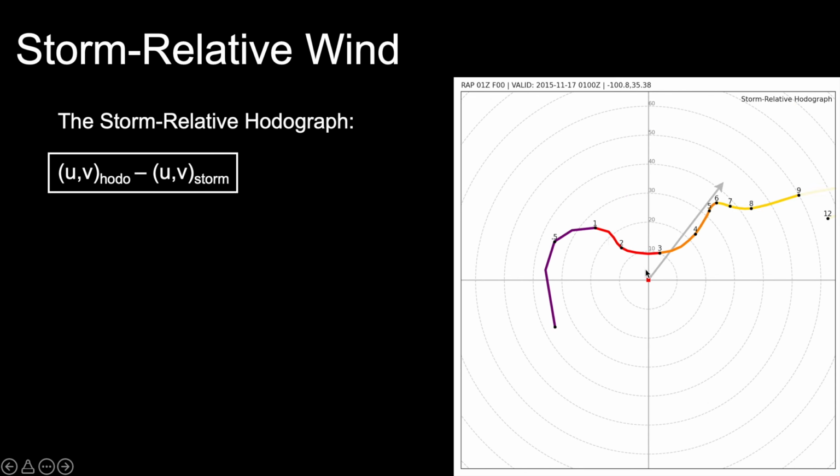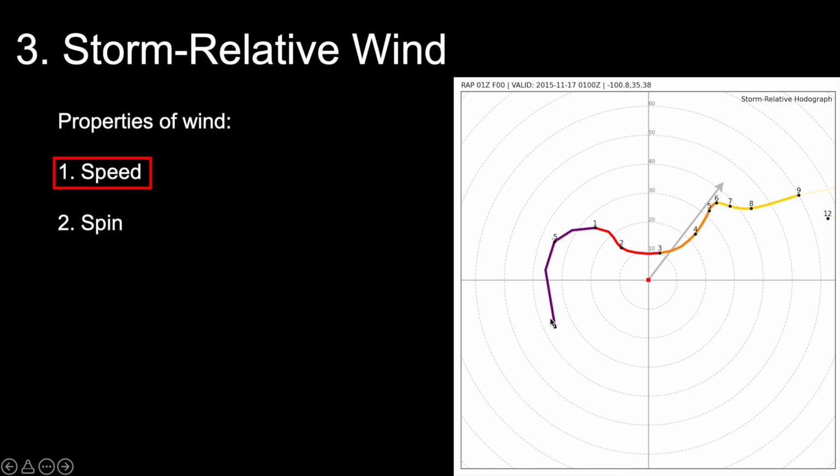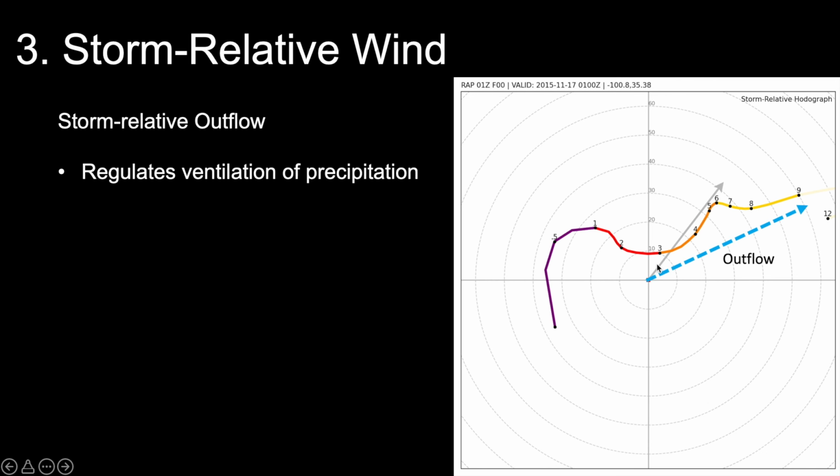And what's really cool about this is now we can actually see exactly what the storm is feeling. The storm is feeling 35 knots of storm relative inflow here, 10 knots of storm relative wind here, 35 knots of outflow up here. The storm is feeling all of this. And we can compare and contrast these to a lot of other cases as well to see how those storms operated. But there's two main properties of the storm relative wind that can really be deduced from this storm relative hodograph here. And the first is the speed of the storm relative wind.